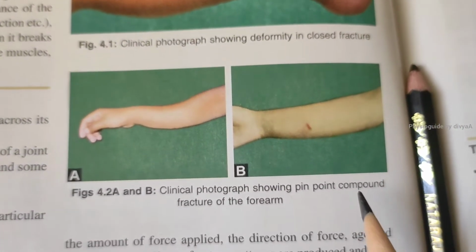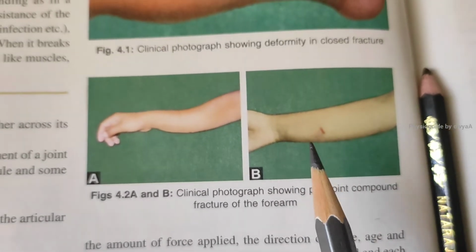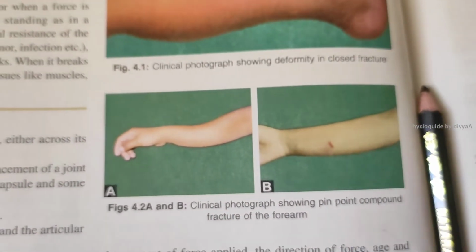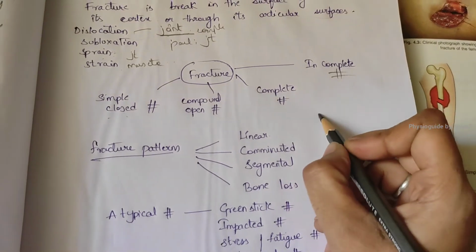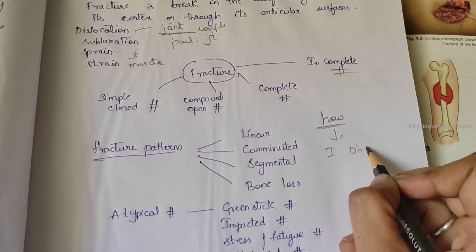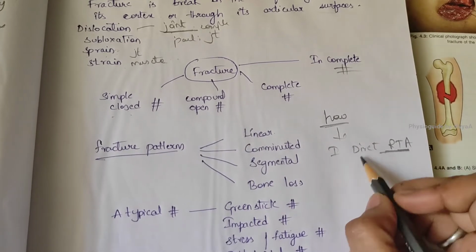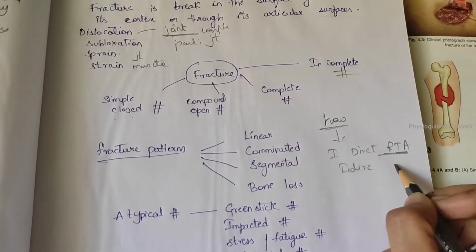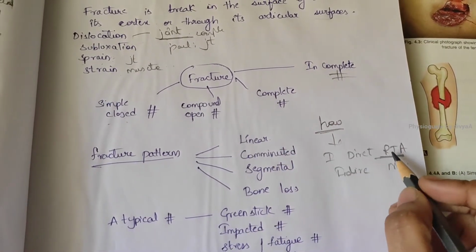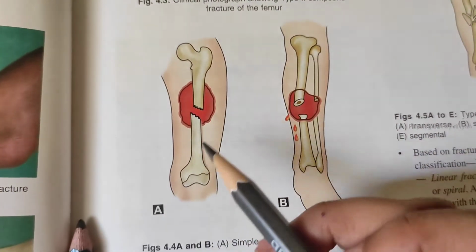This is an open or compound fracture. Here it is exposing the bone to the external atmosphere. See here and here the bone is exposing to the external atmosphere. How do these fractures occur? First directly, by RTA cases, road traffic accidents. Indirectly, by any muscle pull. Due to the extent and pattern of the muscle pull, there will be this fracture.